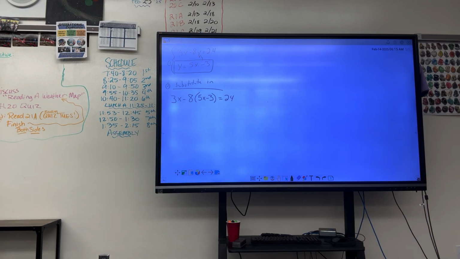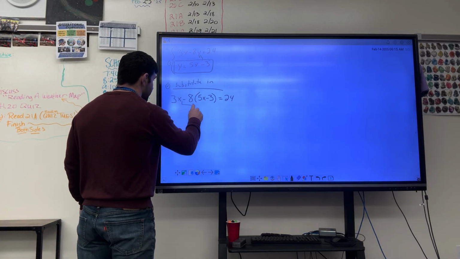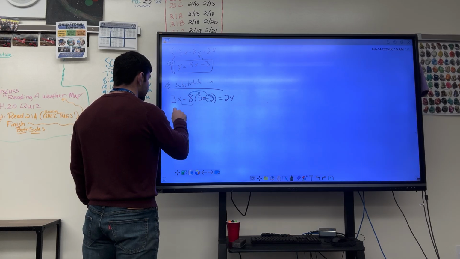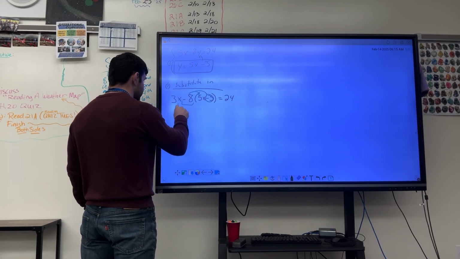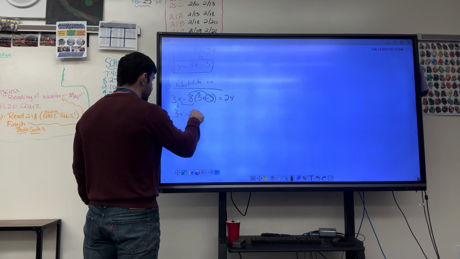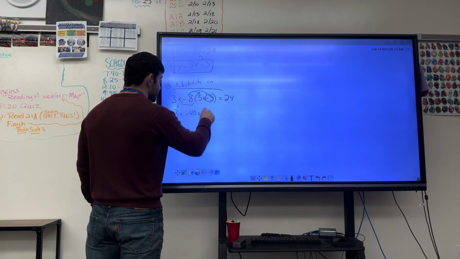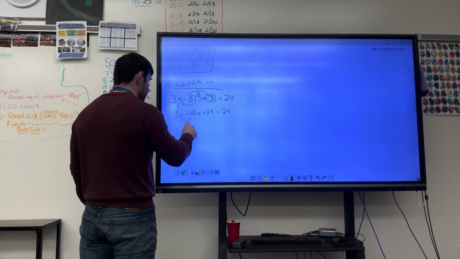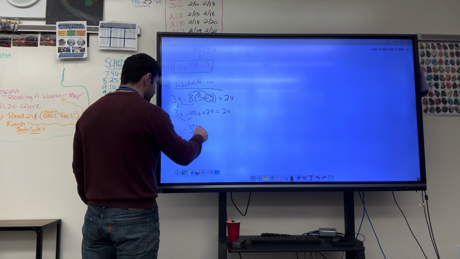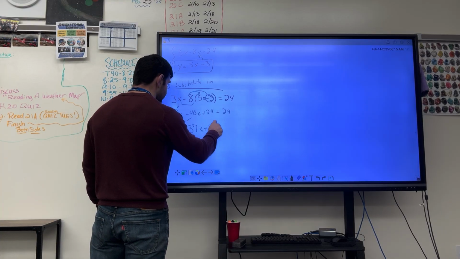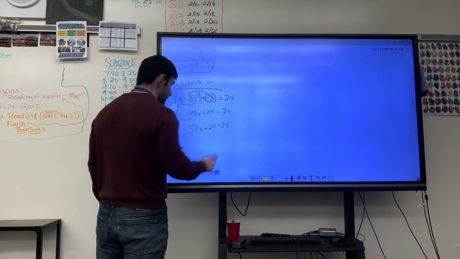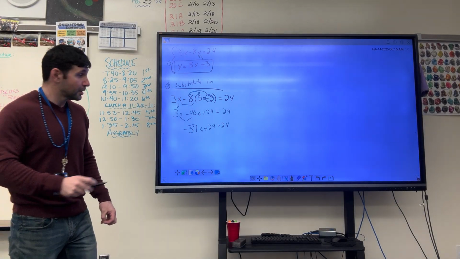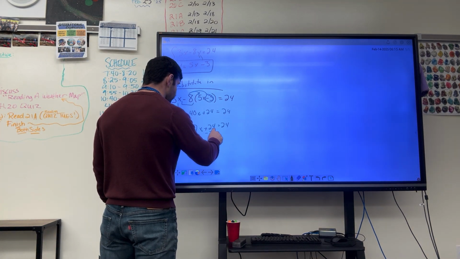Okay, here we go. So now I'm going to distribute. That gives me 3x drops down. Negative 40x plus 24 equals 24. Combined, that gives me negative 37x plus 24 equals 24. Everybody with me to that point? Yeah.